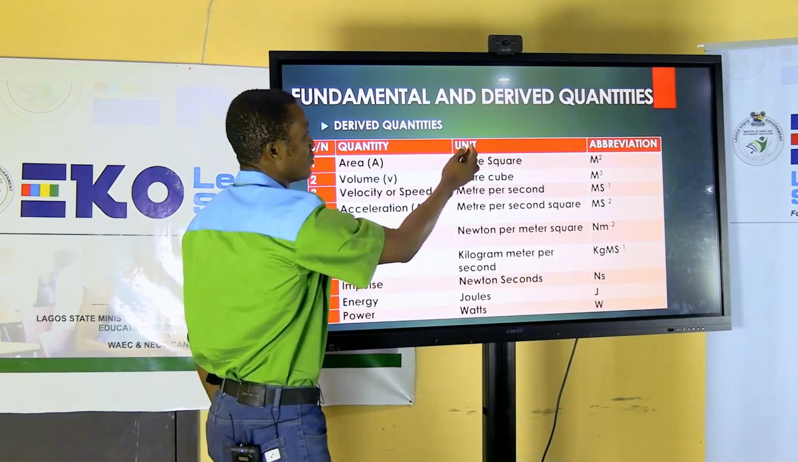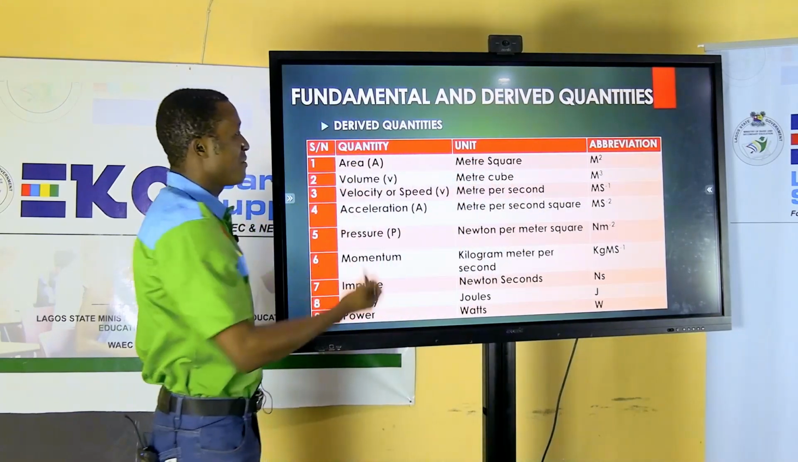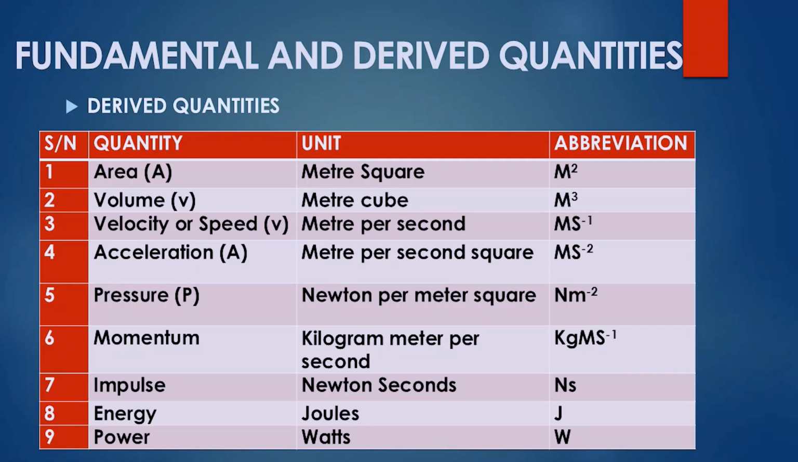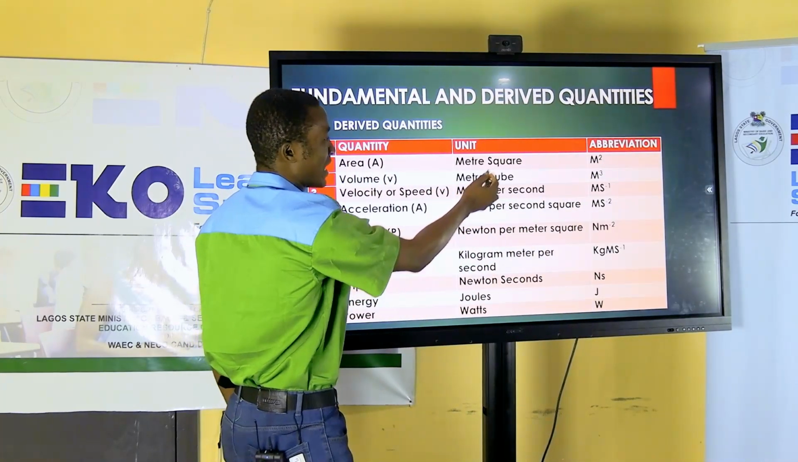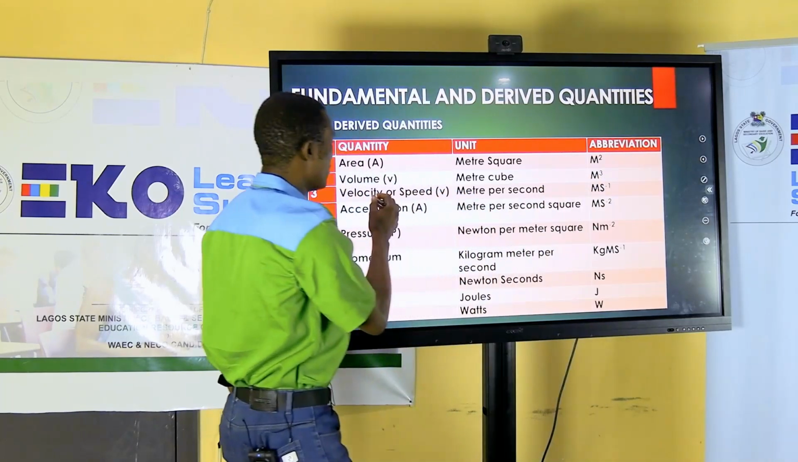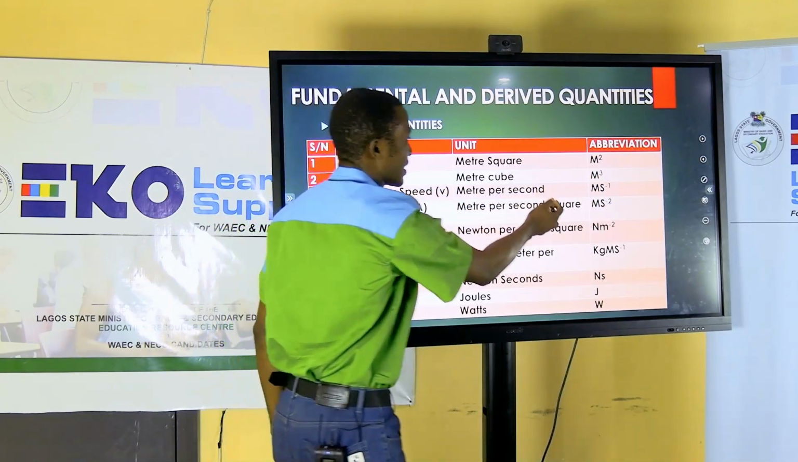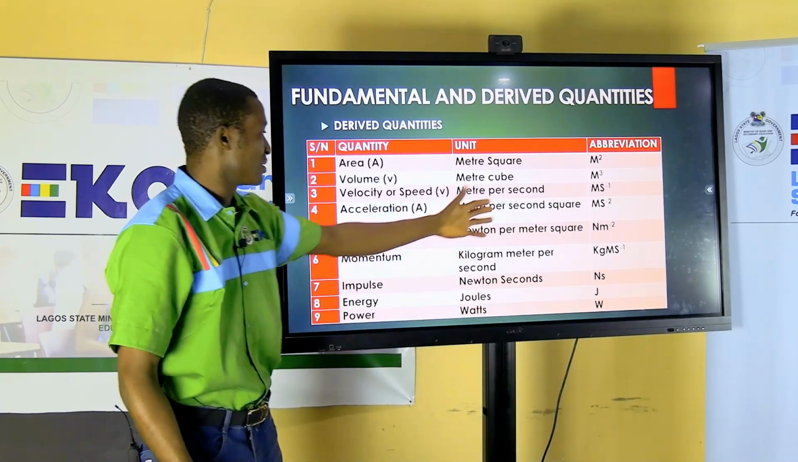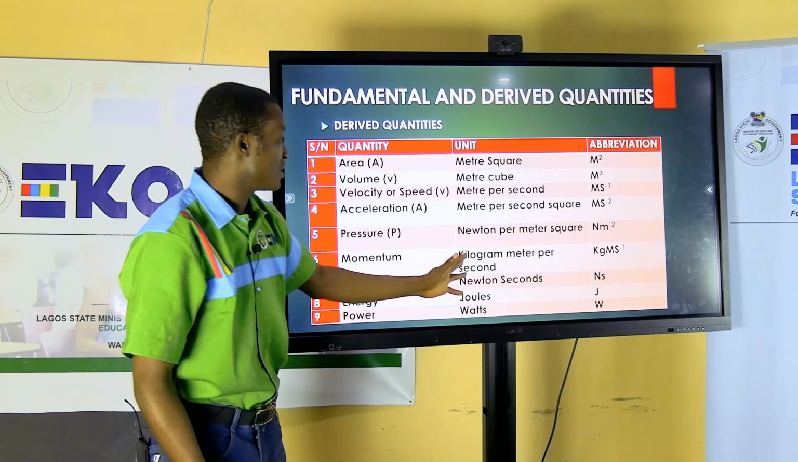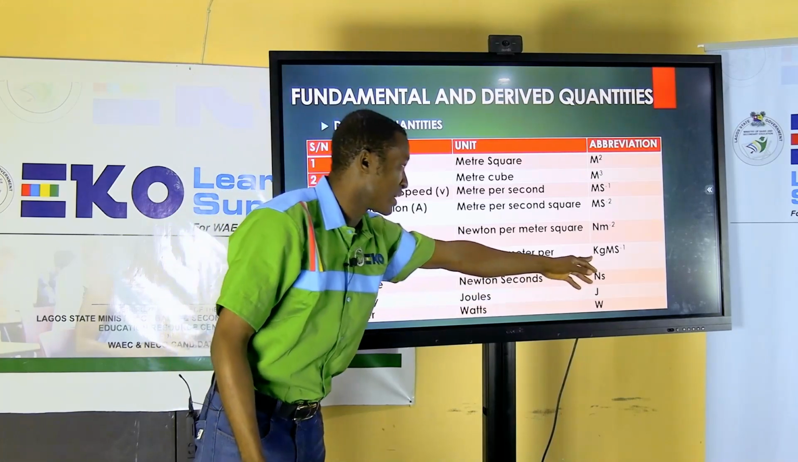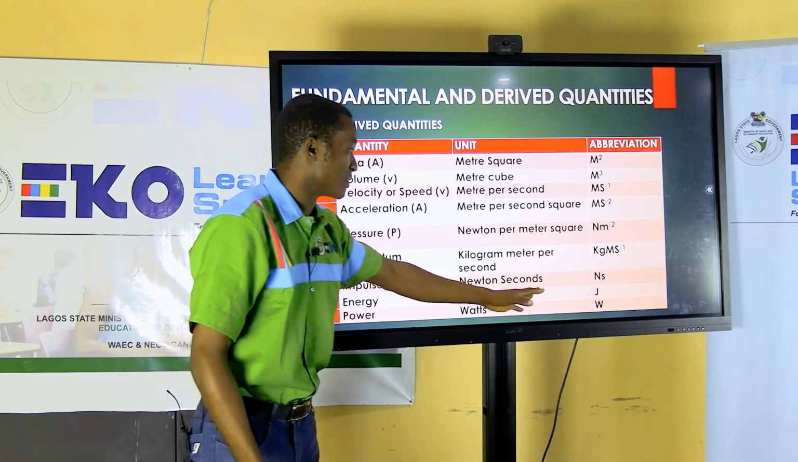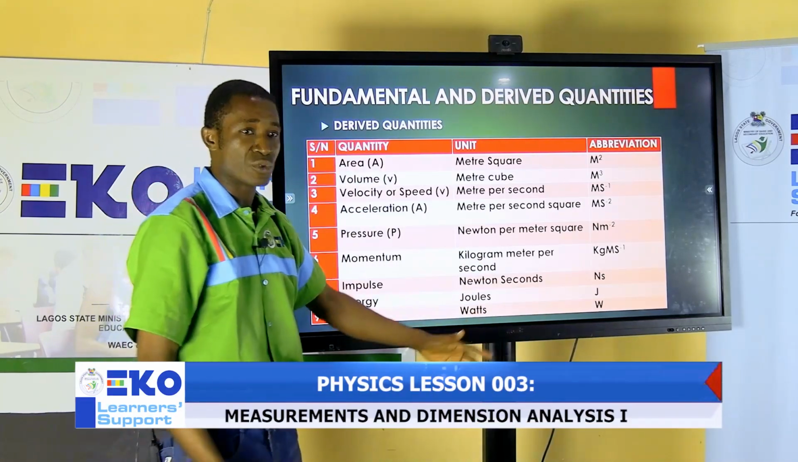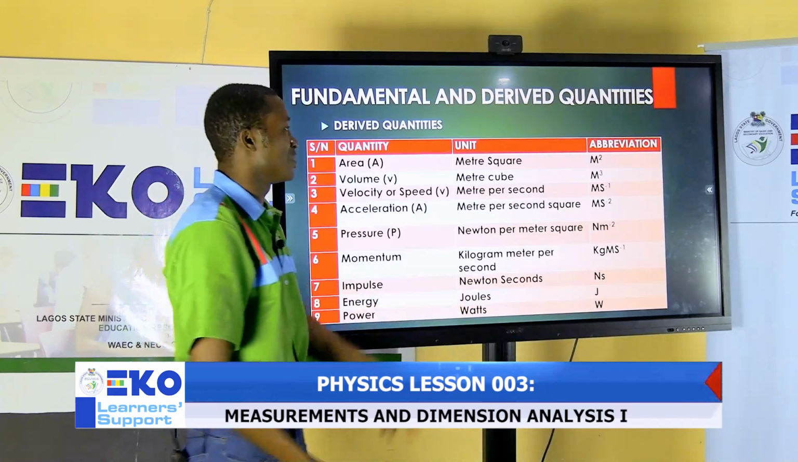So look at it. For all these quantities, we have the unit, we have the abbreviation. Like area. Area is measured and reported in meter square. So this meter, like I told you that time, the symbol is M. And then square is here. Volume, meter cube. We have meter raised to power 3. Then velocity or speed is measured in meter per second. You can see the abbreviation there. Acceleration, same thing. If you go down to momentum, momentum is measured in kilogram meter per second. And you can see kilogram, kg, meter, m, then per second. You have impulse, Newton seconds. So NS. Energy is measured in joules. That is J. Then power is measured in watt.